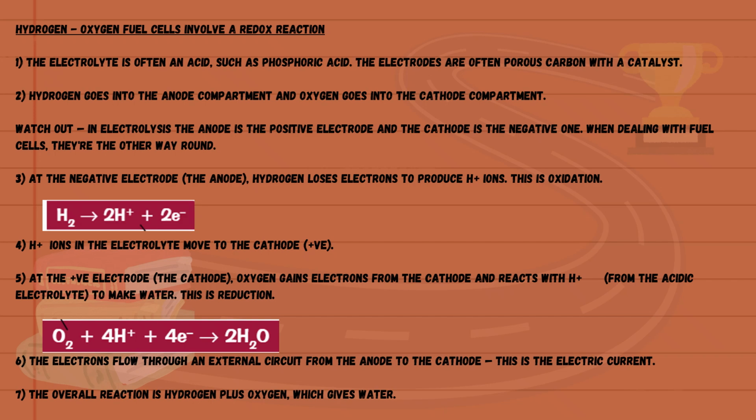The electrons flow through an external circuit from the anode to the cathode. This is the electric circuit. The overall reaction is hydrogen plus oxygen, which gives water.